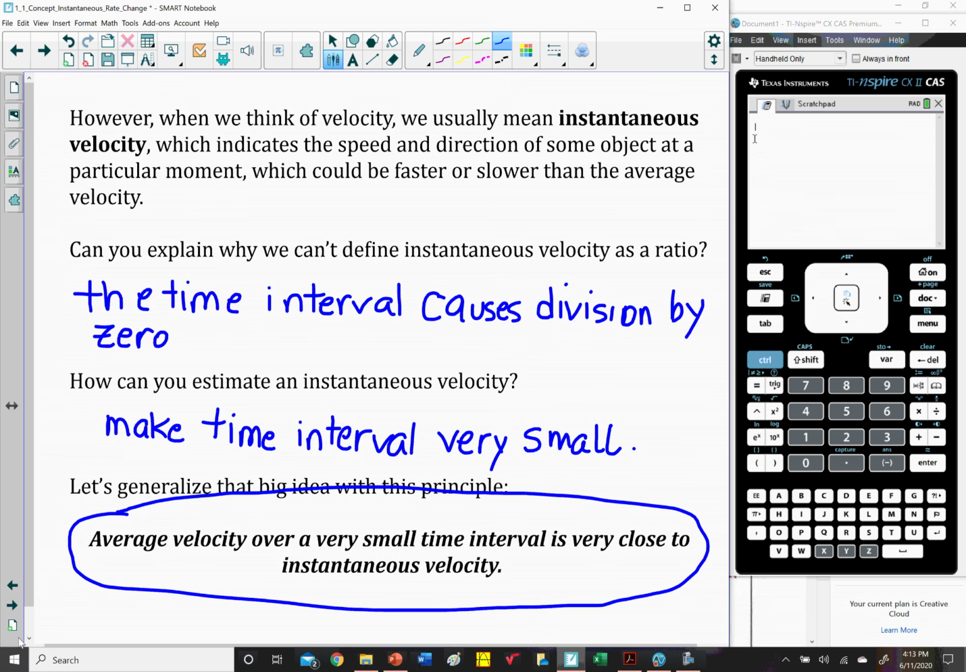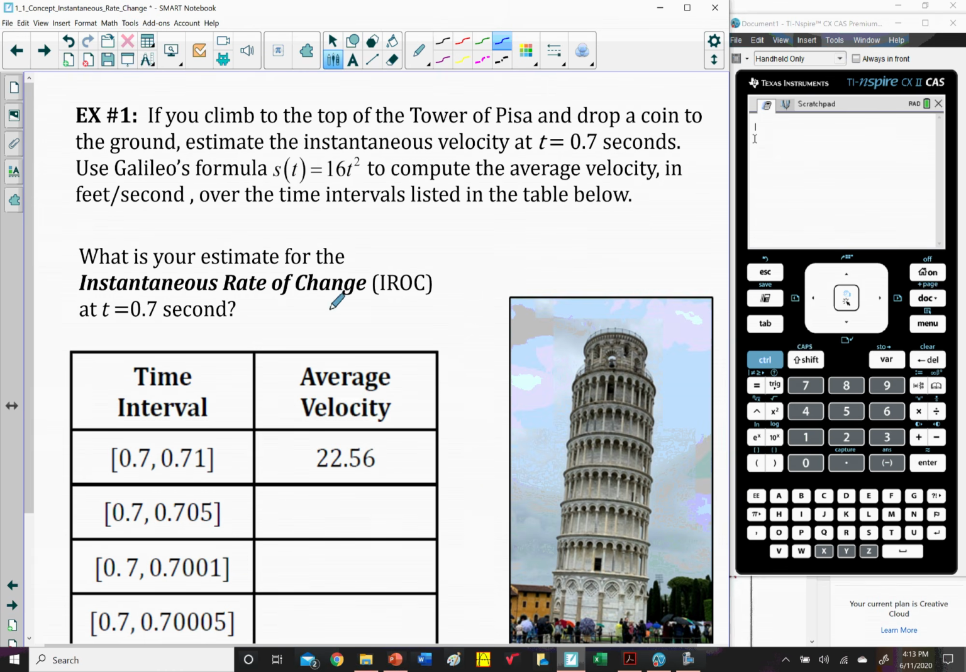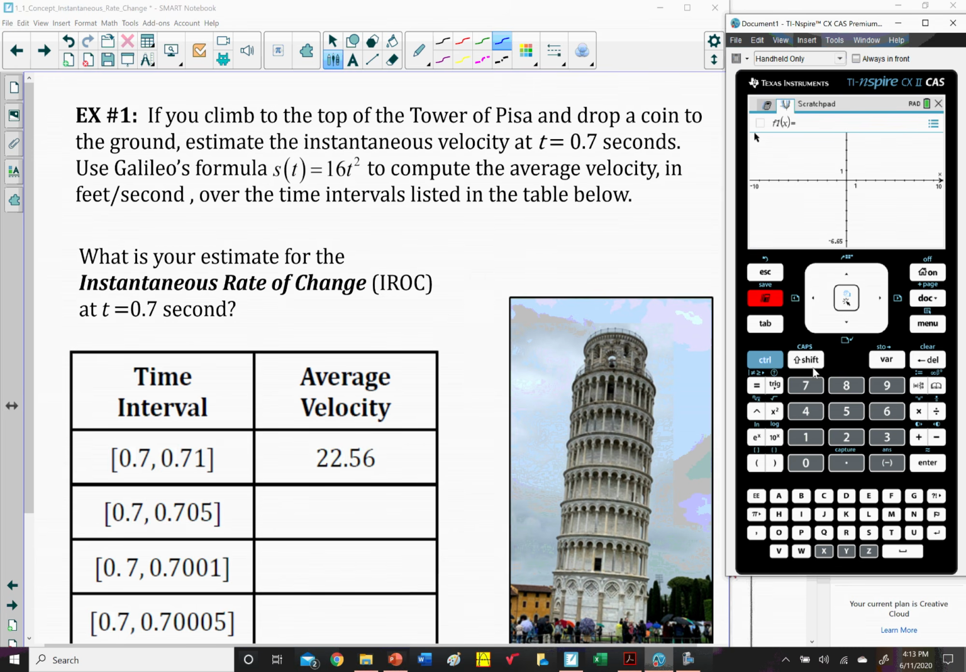So let's take a look at that in a practical sense. Let's say we climb to the top of the Tower of Pisa and we drop a coin to the ground. And we want to use Galileo's formula, which is 16t squared. So I'm going to enter that here in my calculator, 16t squared. And we want to compute the average velocity in feet per second over the time interval in the table. And the first one's done for us.